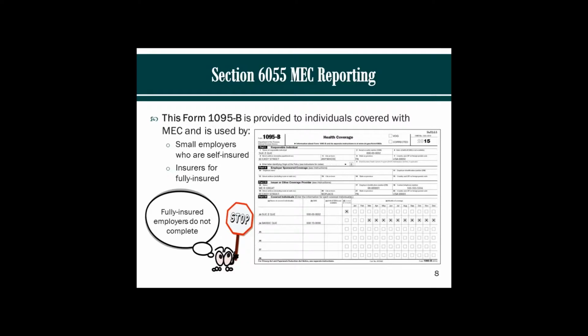So on this slide, what we wanted to do is show you what this form actually looks like. This is the form 1095B. Again, it's going to covered individuals with MEC, and it would be used by small employers who are self-insured, or it would be used by a carrier or insurer for someone who's fully insured. So I've got my little guy here reminding you, if you're a fully insured employer, don't worry, you don't have to do this form.